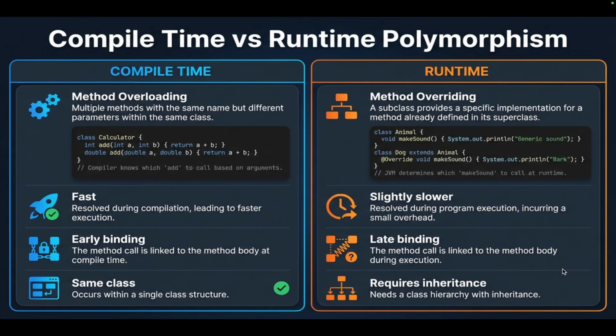Compile time versus runtime. Let us compare both. Compile time: overloading, fast, early binding. Runtime: overriding, flexible, late binding. Both play an important role in Java programming.